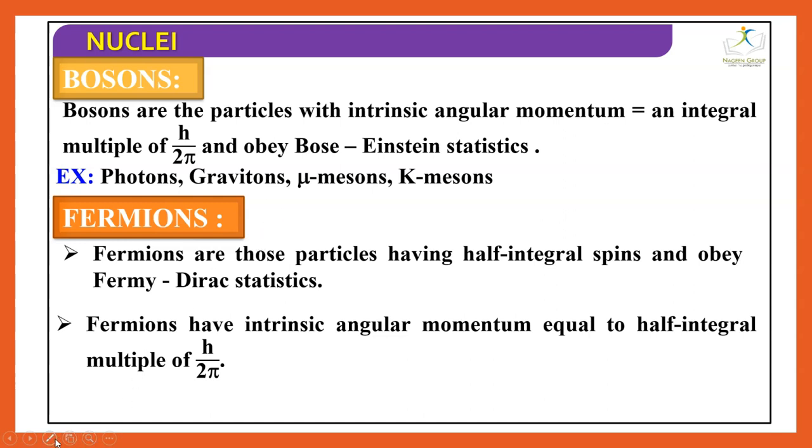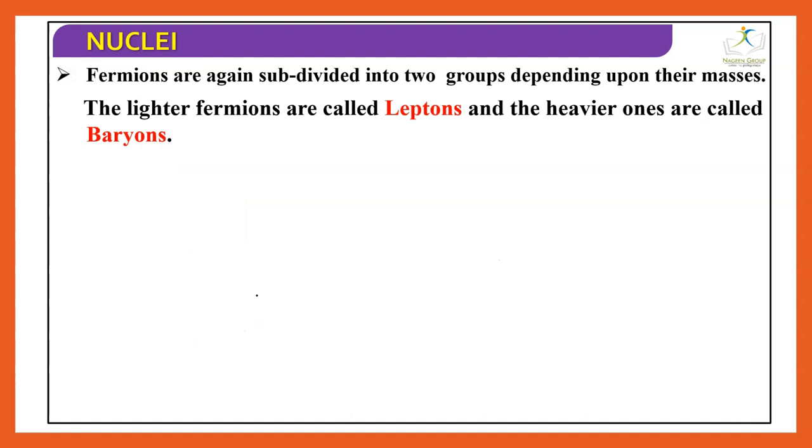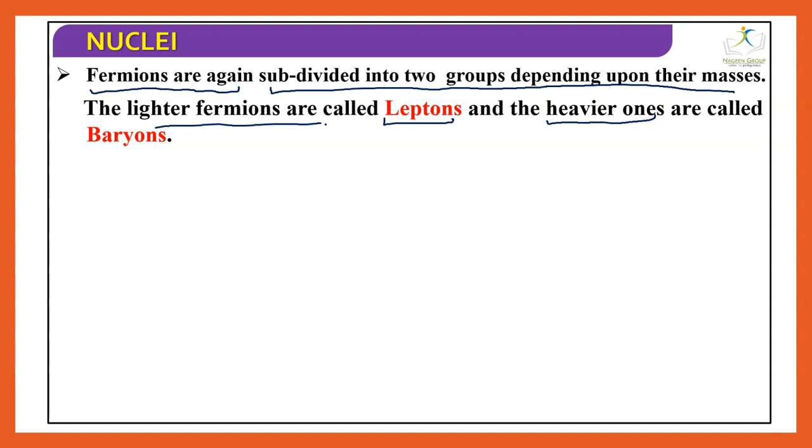So what is the difference you observed in both? For bosons it is an integral multiple of h by 2 pi, and for fermions it is a half-integral multiple of h by 2 pi. Fermions are again subdivided into two groups depending on their masses: lighter fermions are called leptons, and heavier ones are called baryons.